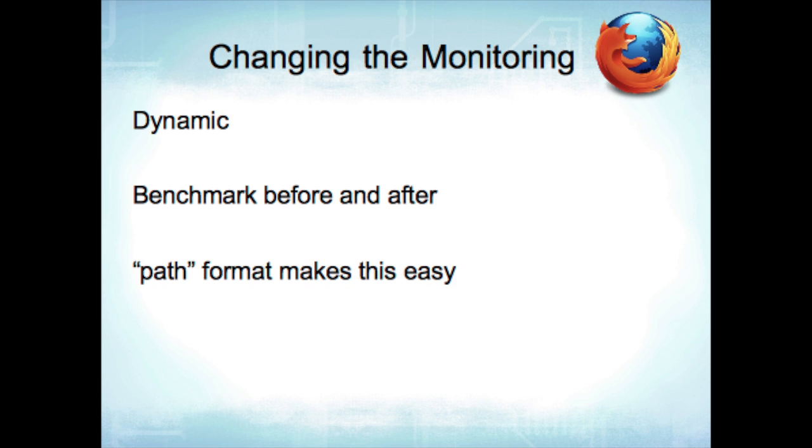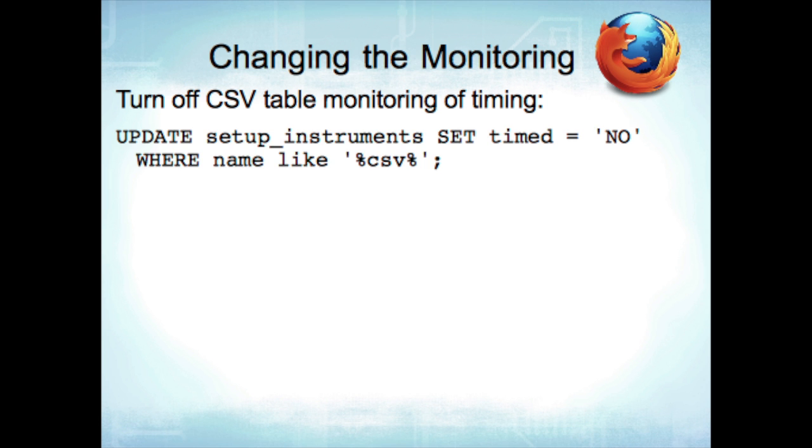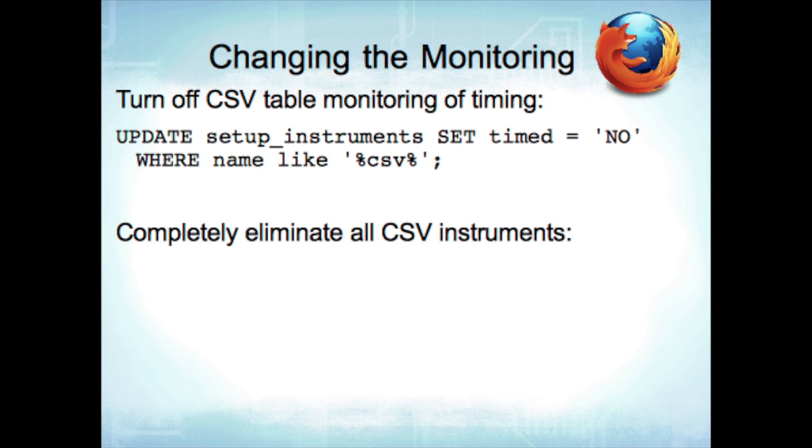The path format makes it very easy to change the monitoring. Because let's say I want to turn off CSV table monitoring. I never use the CSV table. I don't use the general log table or the slow log table that are CSV. I never use it. I don't want to turn on the timing. I want to turn it off. So you take the setup_instruments table and you say update it, set timed equal to no, where name like '%CSV%'. So anything that has CSV in it, turn it off. I don't want it. What about all CSV instruments? Just eliminate them. This is just turning off timing.